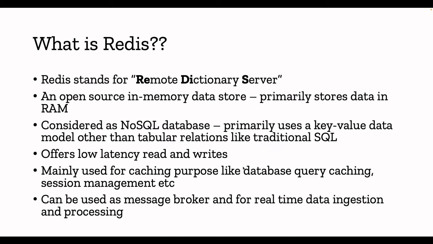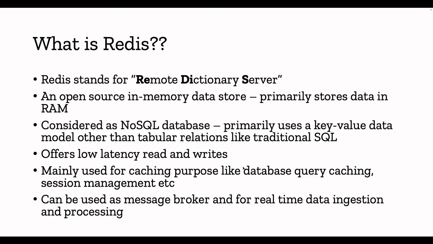So what is Redis? Redis stands for Remote Dictionary Server. The name itself says it, Redis, a remote dictionary server. It's an open source in-memory data store. It primarily stores data in RAM, in your random access memory, so in your system's RAM the data will be stored. Due to this nature, Redis is much faster than traditional NoSQL databases and other SQL databases, which basically store the data on your hard disk.